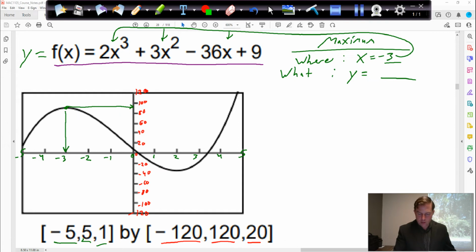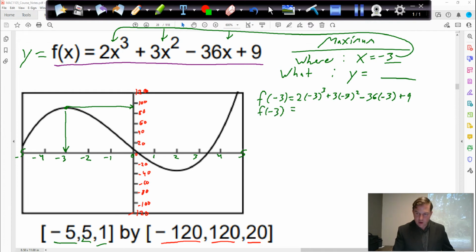So we're going to plug in negative 3 and get 2 times minus 3 to the third plus 3 times minus 3 squared minus 36 times minus 3 plus 9. And from last class, we had learned that negative numbers to odd powers, the minus sign will stick around, so this is going to be minus 27.